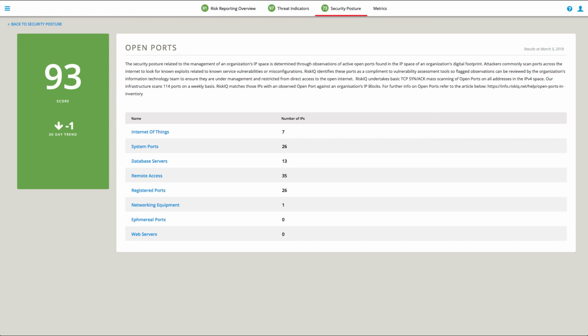Open ports. RiskIQ undertakes basic TCP SYN/ACK mass scanning of 114 open ports on all addresses in the IPv4 space. RiskIQ matches those IPs with observed open ports against an organization's IP blocks.